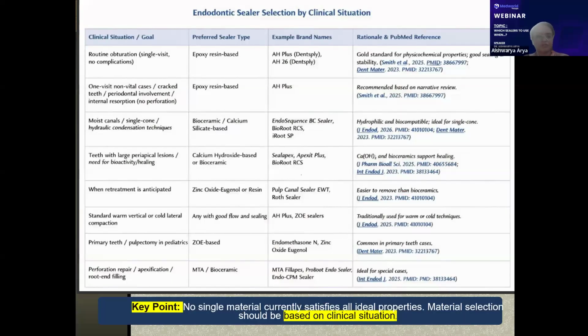So you can take a photograph of this summary table, which helps in telling us which routine procedures of root canal require which kind of root canal sealers are recommended, the brand names, as well as the rationale and the PubMed references given here. Where and how we are supposed to place the single cone techniques, how we're supposed to use it in a moist canal, tooth with open apex or large periapical lesions, as well as in cases of retreatment, also in pediatric cases and primary teeth, and also when you're going ahead with any perforation repair or a root end filling material.